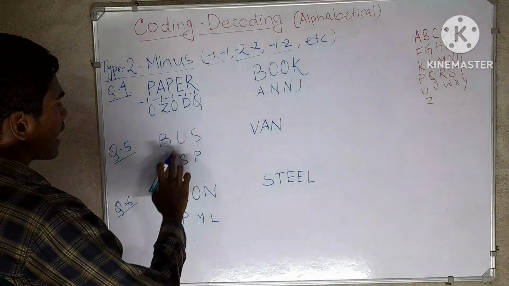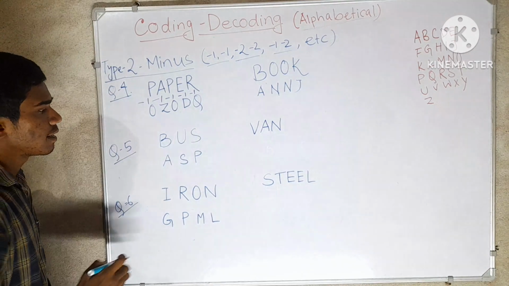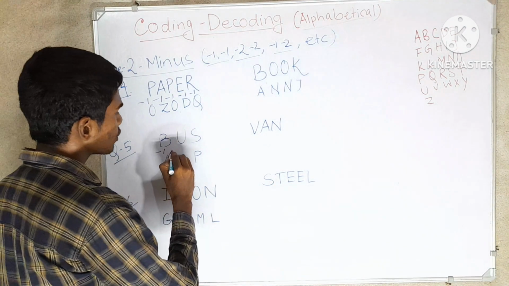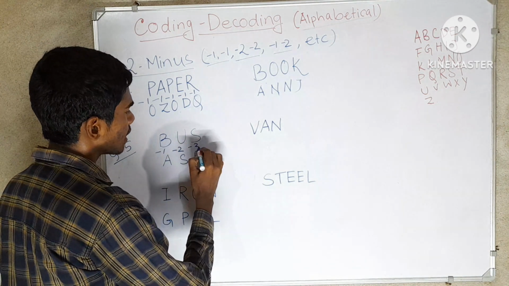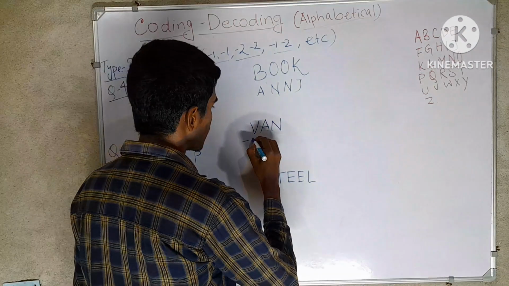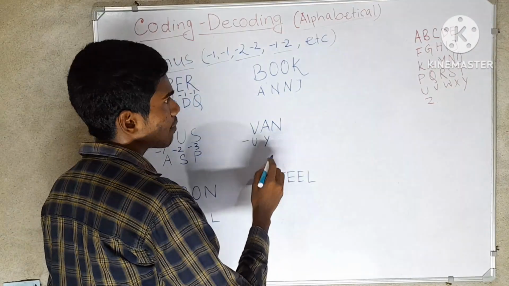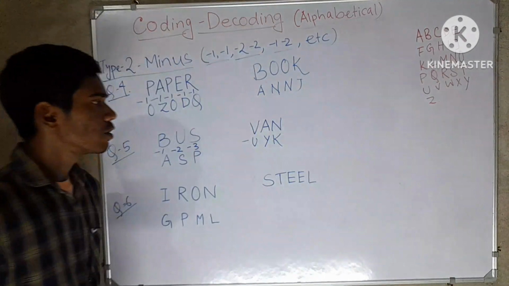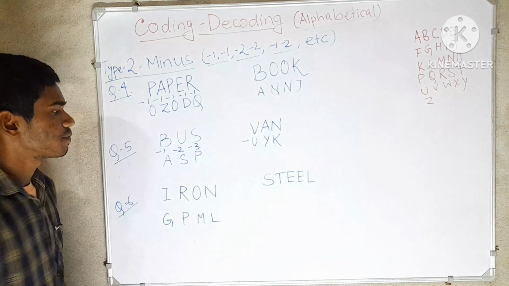If the code for bus is ASP, what is the code for van? B - 1 is A, U - 2 is S, S - 3 is P. Similarly, V minus 1 is U, A minus 2 is Y, N minus 3 is K. So the code for van will be UYK.